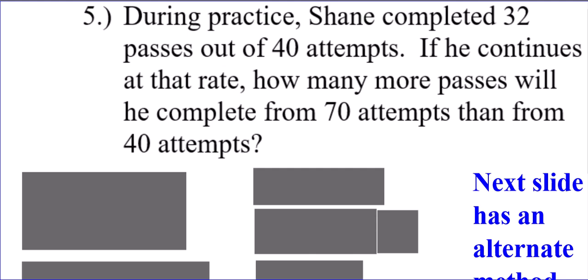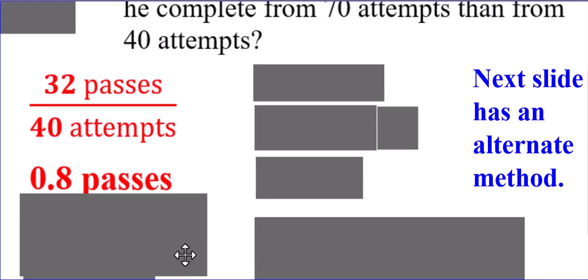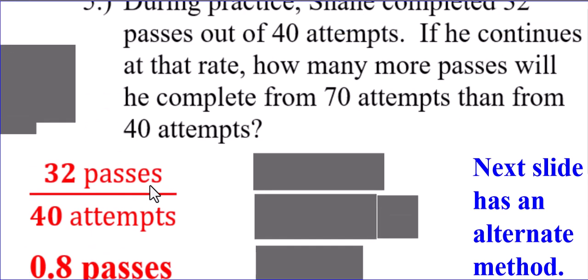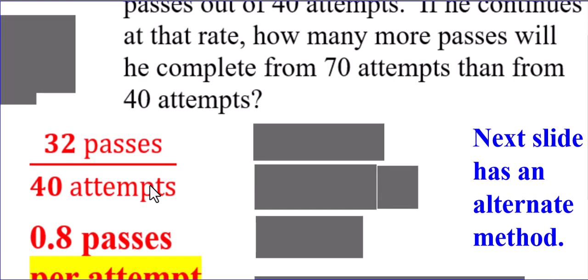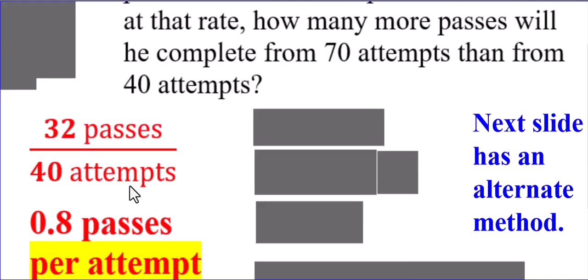Okay, did you already do number 5 on your own? If not, you got to do it on your own. You got to hit pause. Here we go. I'm assuming you already did it. For those of you who did the unit rate method, you would take 32 passes divided by 40 attempts, and you would get 0.8 passes per attempt that are being completed here. In fact, I should have put completed here instead of just passes. That was kind of a poor choice here. I should have put completions.